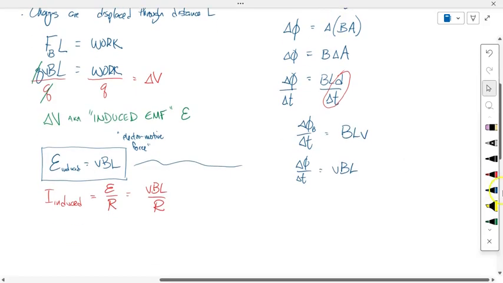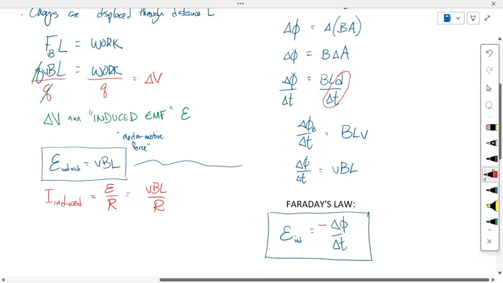And thus, this is called Faraday's law. Faraday's law says that when magnetic flux changes, the rate of change of that flux is equivalent to the induced EMF. And there's a negative in there, the reasons for which will become clearer later. It has to do with the direction of the induced EMF, or the polarity of the induced EMF.